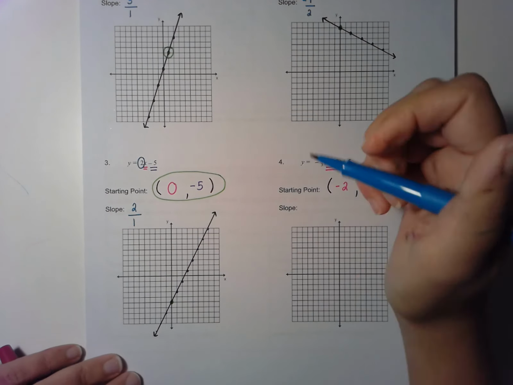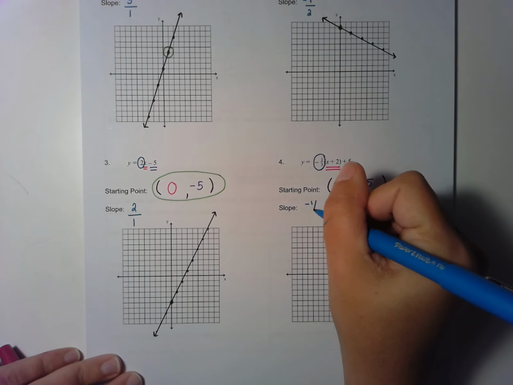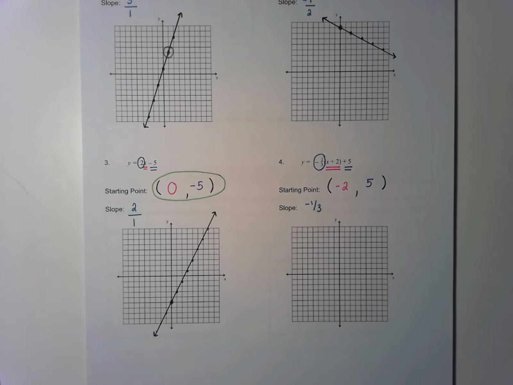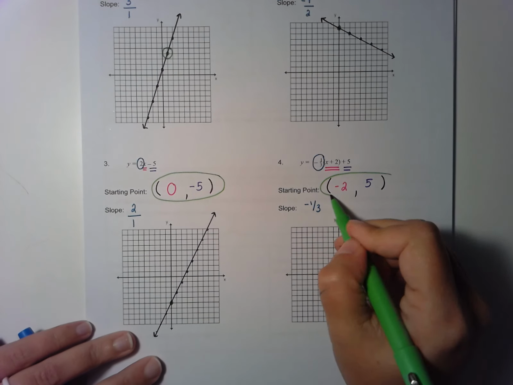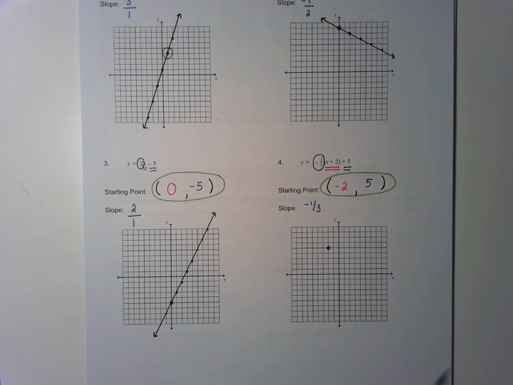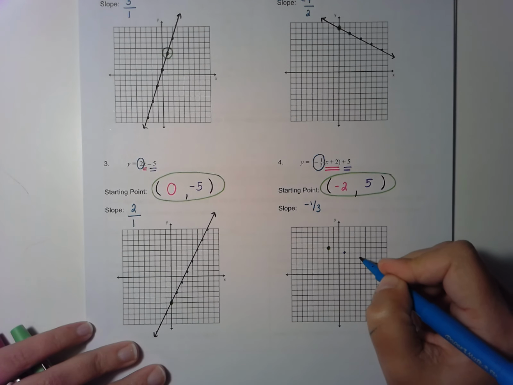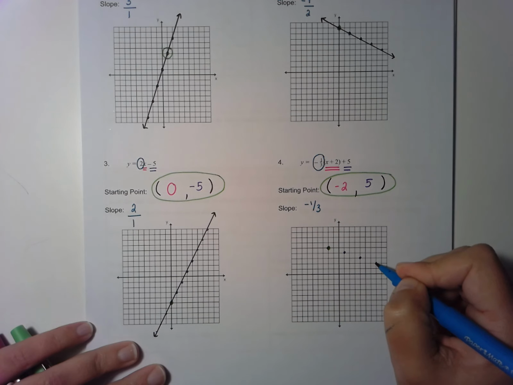Our slope would be the number that is being multiplied by x, in this case, -1/3. Our starting point is the first thing that we're going to graph. So we're going to graph -2, 5. And from there, we're going to go down 1, right 3, down 1, right 3, down 1, right 3.